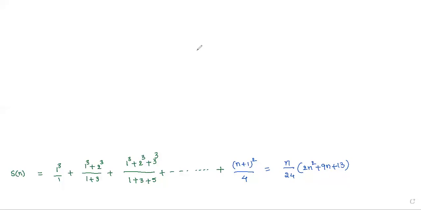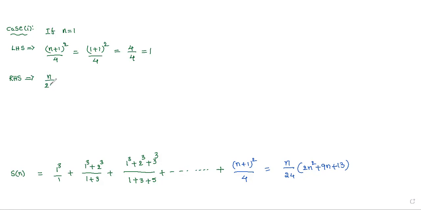So case 1. If n is equal to 1, LHS: n plus 1 whole square by 4, substituting 1: 1 plus 1 whole square by 4. 1 plus 1 is 2, 2 square value 4. 4 by 4 is 1.